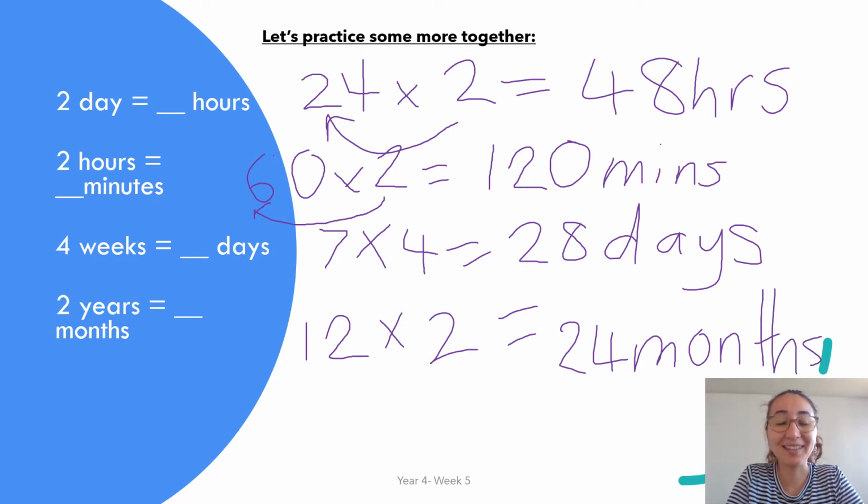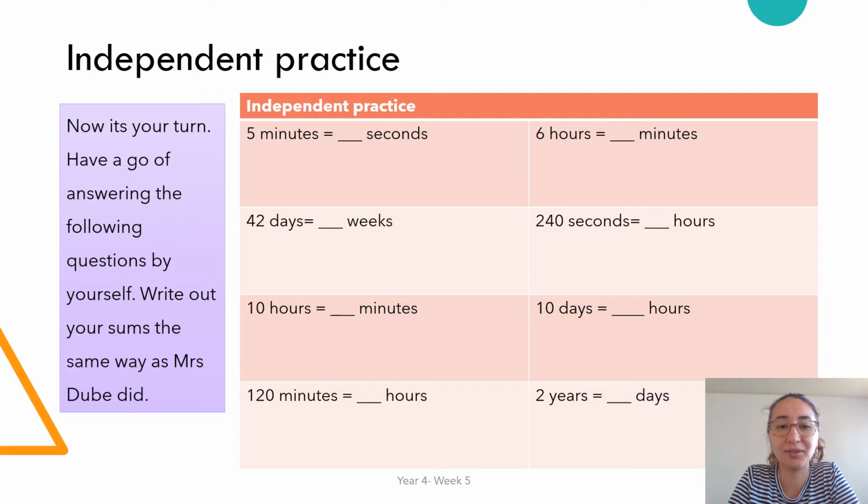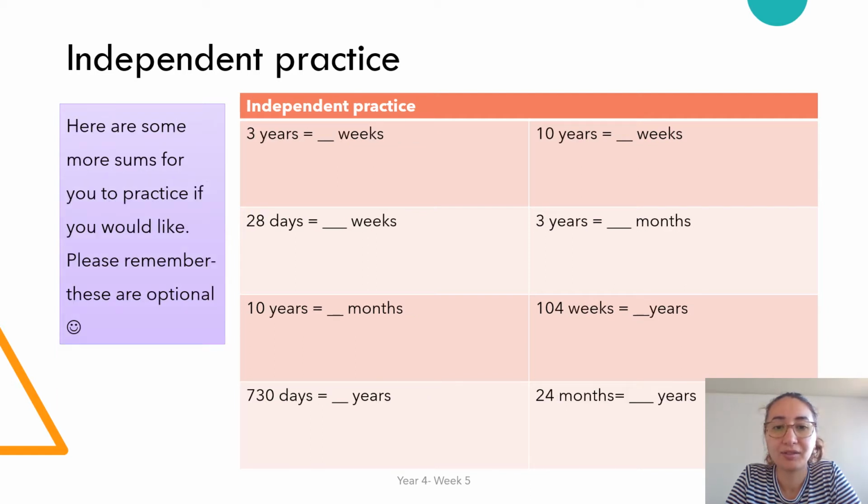Okay, so that's our lesson for Monday, guys. You're going to now go to the next slide and answer these questions, showing your working out. Here are the questions, so you'll have a go. And of course, we've got our independent practice again. The second slide is optional. You do not need to complete these. Just use the first slide and complete as many questions as you can.